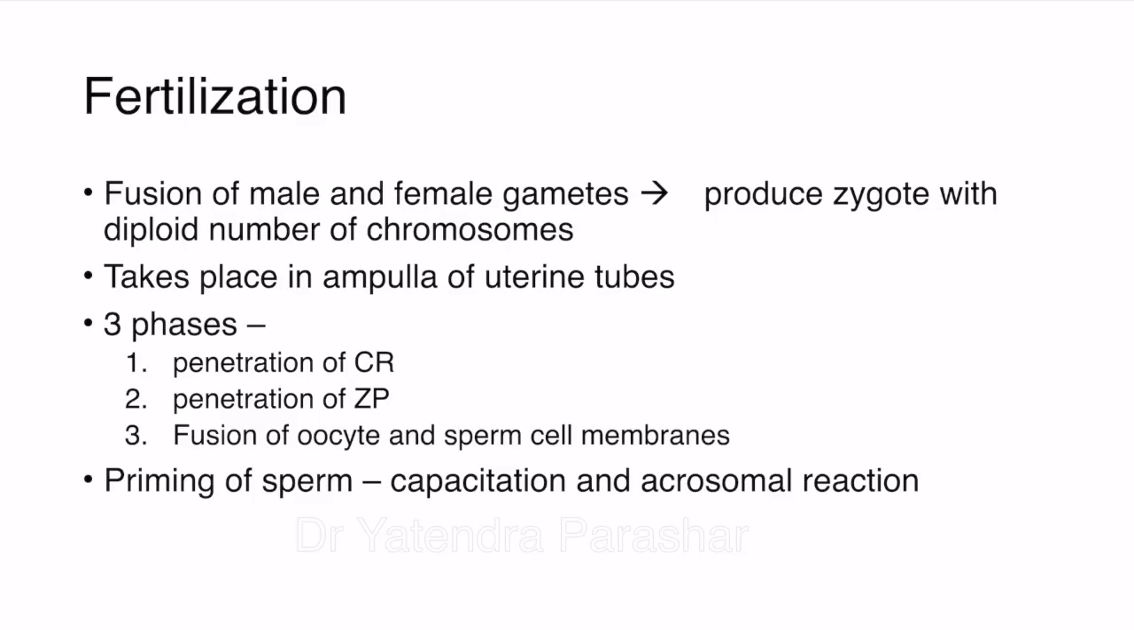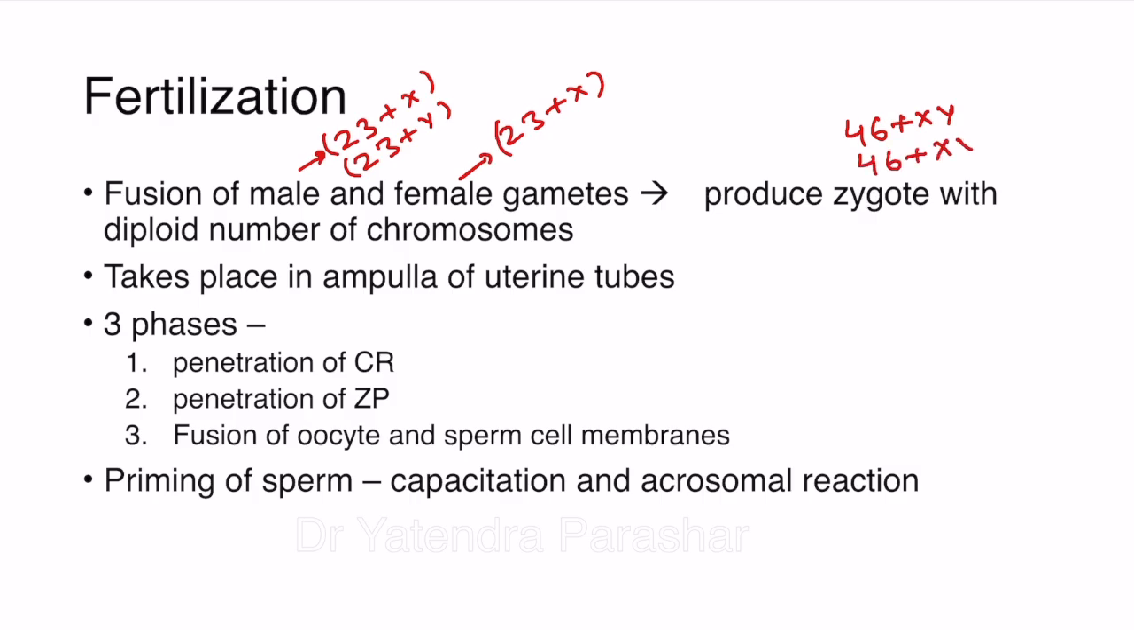Fertilization is a process of fusion of male and female gametes to produce a zygote with diploid number of chromosomes. Male and female gametes have haploid number of chromosomes. Male gamete has either 23 plus X or 23 plus Y number of chromosomes. On the other hand, female gametes has 23 plus X chromosome set. After fusion, they produce a zygote with 46 plus XY or 46 plus XX set of chromosomes.